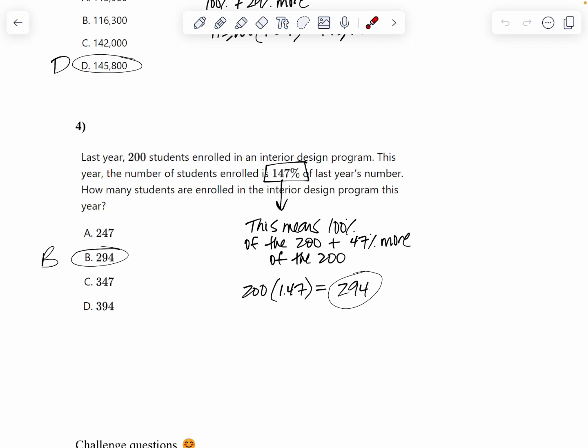Number 4, we've got 200 students enrolled in an interior design program. The number of students is 147% of last year's number. Let's think about this. If 200 was just 100% of last year's number, that would mean every single student was still enrolled. Okay, so the number would still be 200. But if we are using 147%, that means that we have 100% plus 47% more. It is an increase, so I'm taking my number of students and multiplying by 1.47. That is how we get answer B.